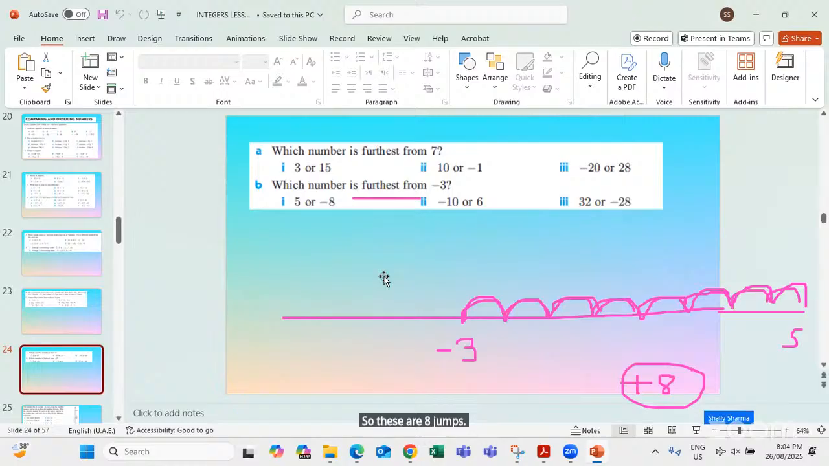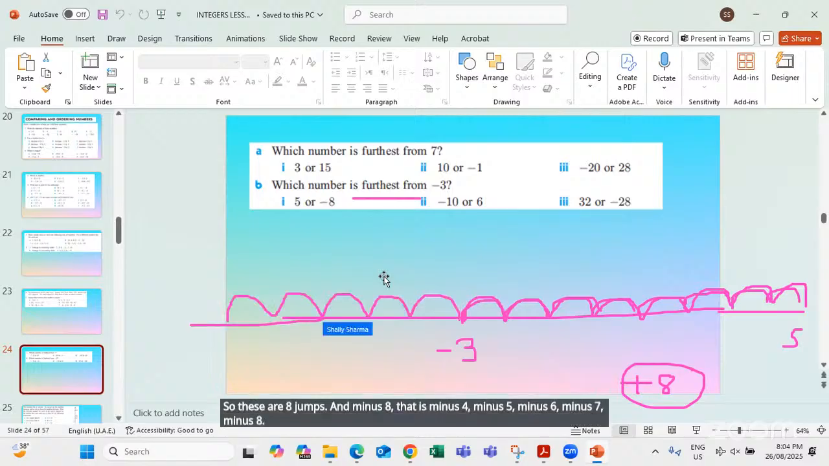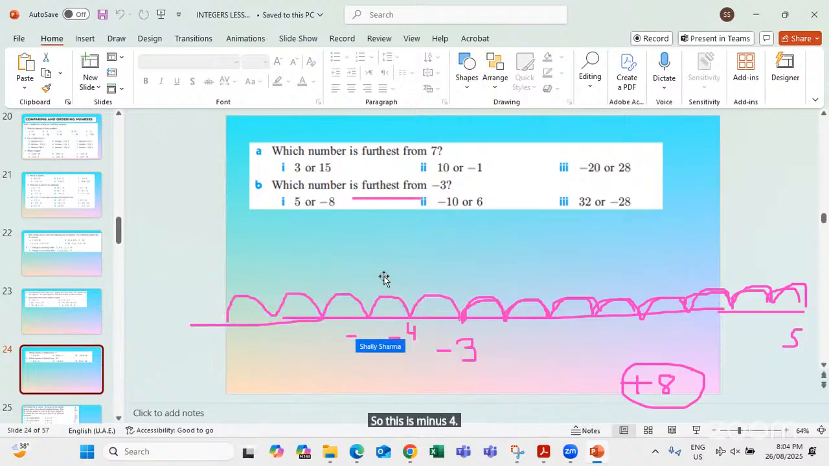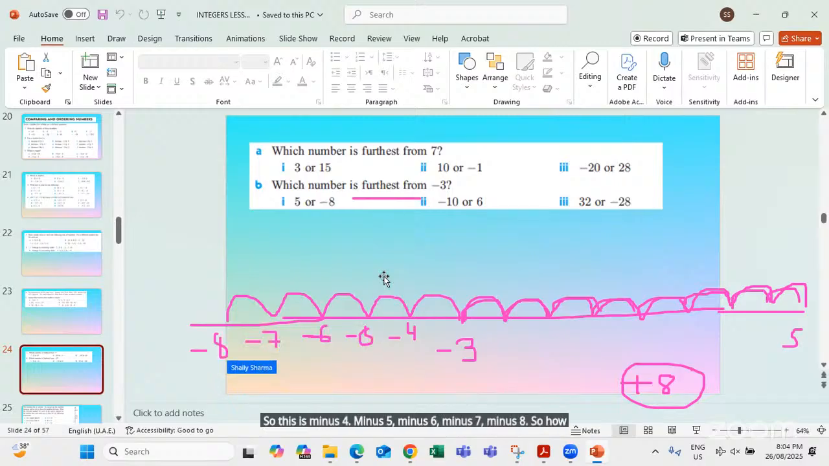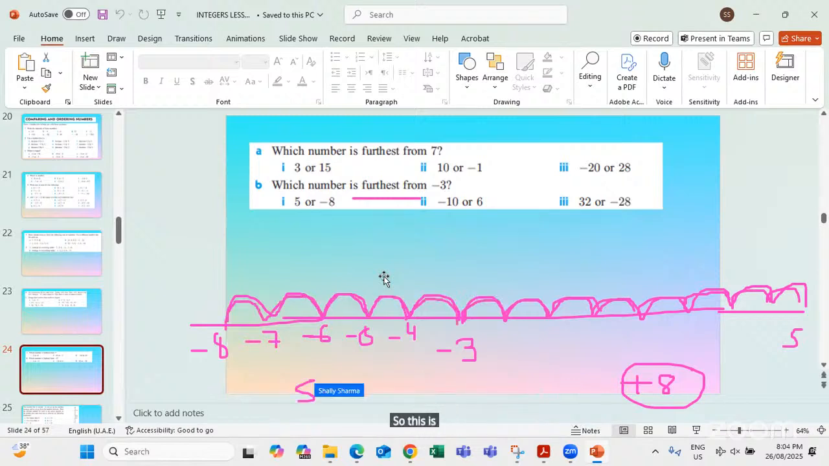And minus 8, that is -4, -5, -6, -7, -8. So how many steps? 1, 2, 3, 4, and 5. So this is 5 steps away.